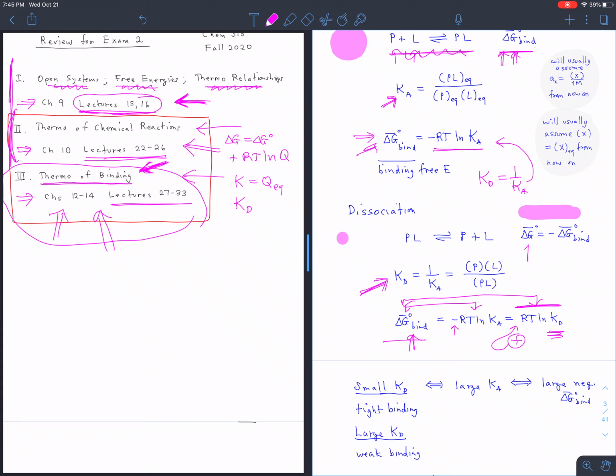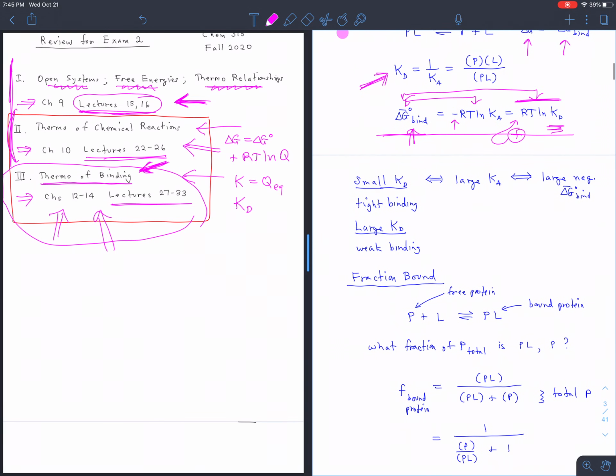And the delta G of dissociation, of course, is just the negative of the delta G of binding, and that's another way of getting this relationship. Remember that a small value of Kd corresponds to tight binding. A large value of Kd corresponds to weak binding.